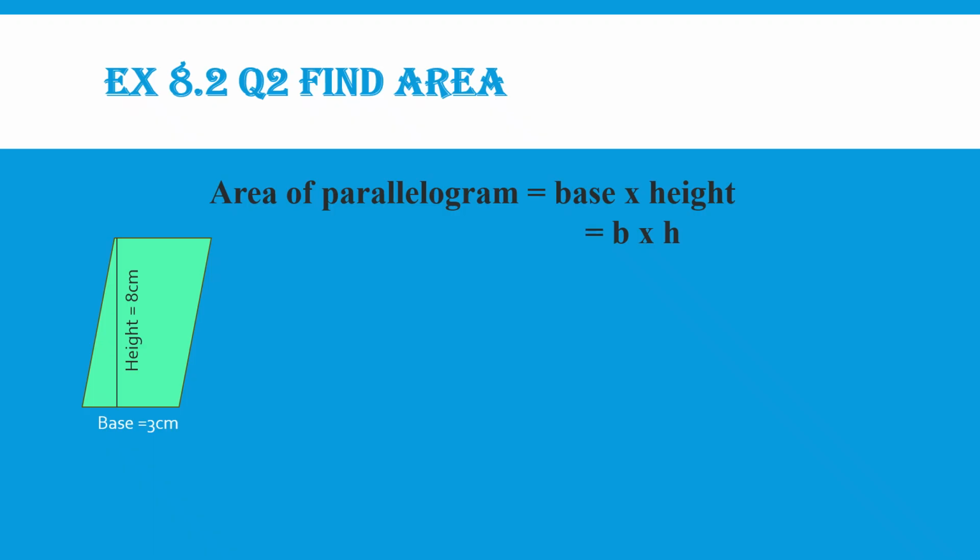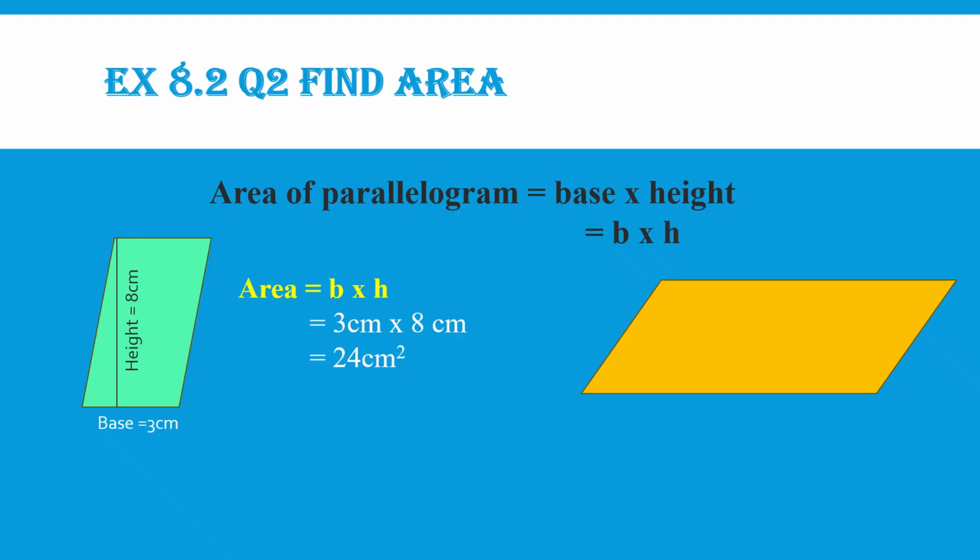So formula we generate is base into height. So let's put the values into the formula, and we get 3 cm into 8 cm, 24 cm square, the area of a parallelogram. This is another parallelogram. This is the height or altitude, which is 5 cm, and the base is 10 cm. Again, we have to put the values into the formula, and we get 50 cm square.